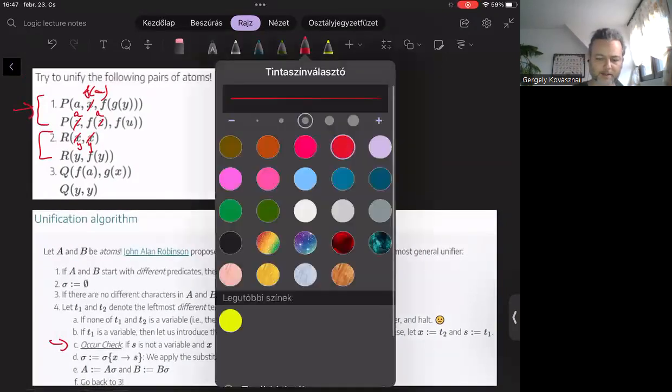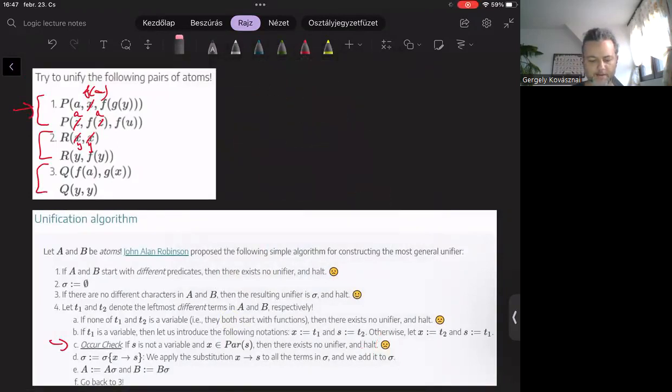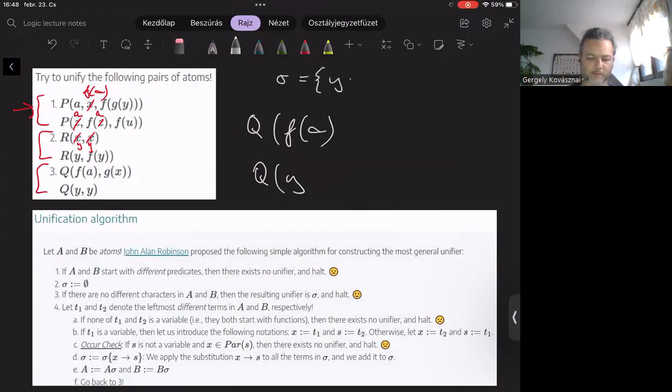Okay, now let's check out the third pair of atoms. And of course, the two atoms start with the same predicate Q. Then we find two different terms, f of a and y. Y is a variable, therefore we extend the unifier with a substitution of f of a into y, and therefore those two y's must be substituted with f of a. And then let's keep going.